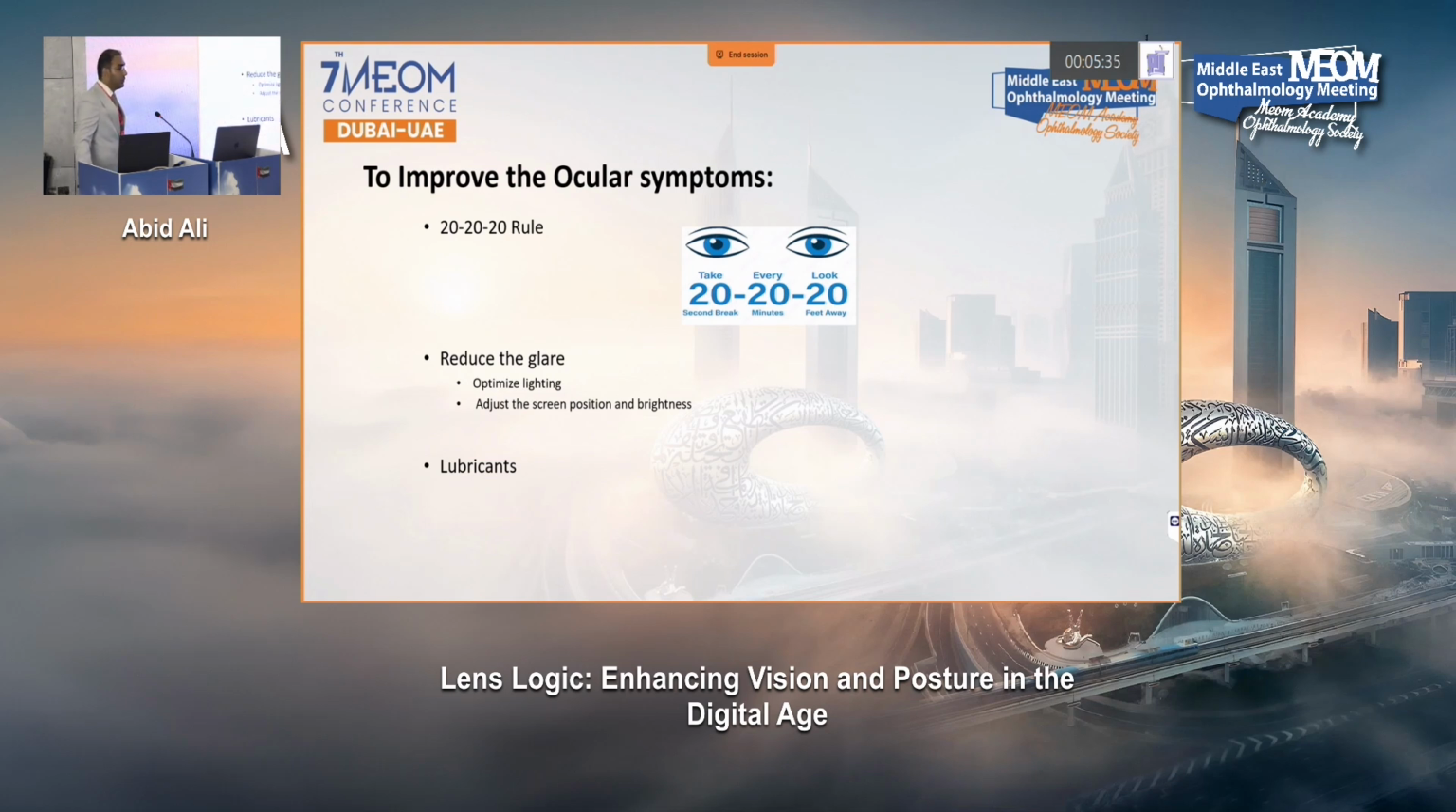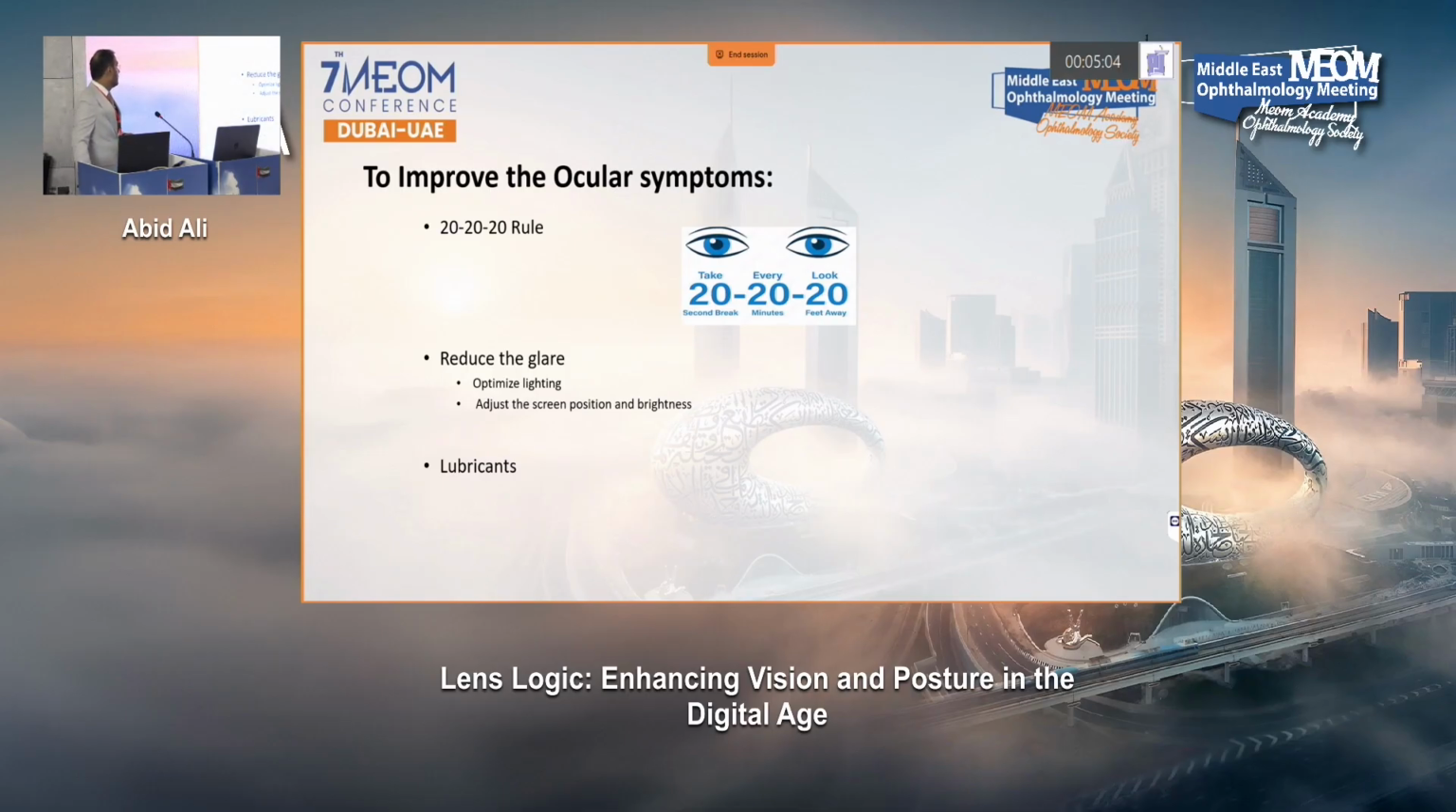How do we improve the ocular symptoms in digital eye strain? The first one is the 20-20 rule. We all know about this one: we need to take a break after 20 minutes, for at least 20 seconds, and look far. It improves the blinking rate, with full blinking. There is partial blinking and full blinking. Partial blinking is not helping with the tears, but full blinking helps more, as it stimulates the glands to produce quality tears.